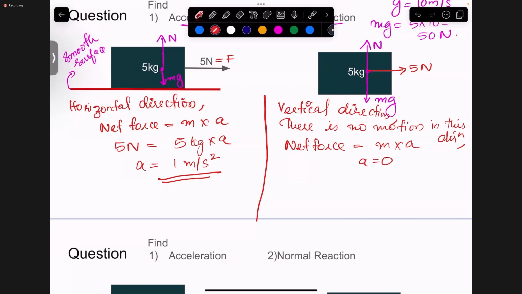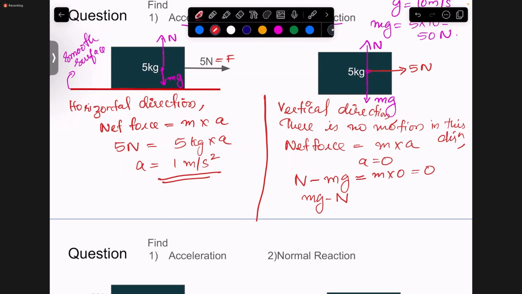You have to consider, if you're taking N first, then mg is opposite. Or if you're taking mg first, then you have to consider N as opposite. Any manner you can write. Finally, depending on the magnitude of the force, it will turn out to be negative or positive. Here it is being equated to 0, so it doesn't matter.